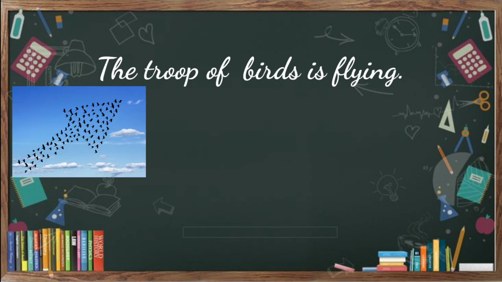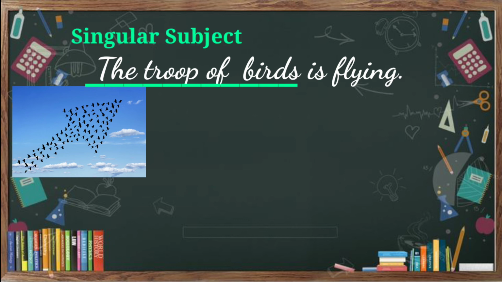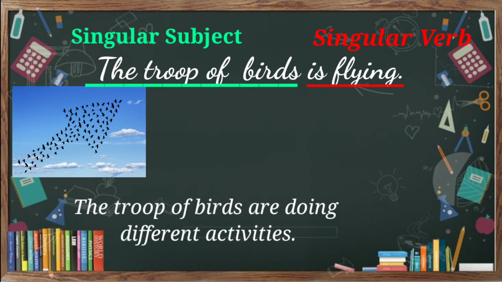The flock of birds is flying. The flock of birds is a singular subject. Is flying is a singular verb. If the group acts individually, doing different things, the subject is plural.